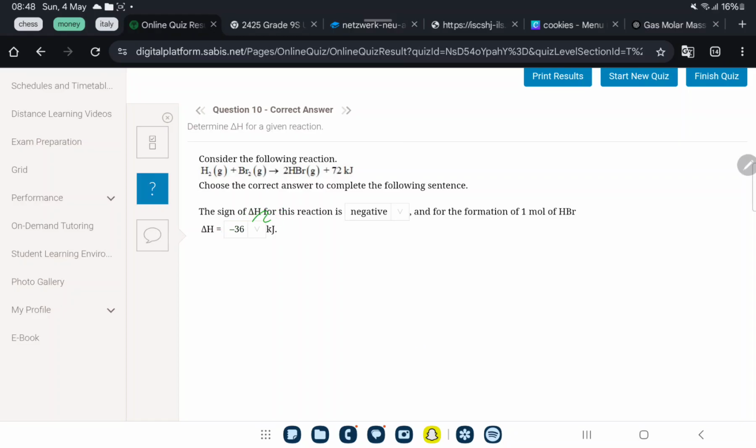The sign of delta H for this reaction is, here you have the reaction, the energy, or the kilojoules, or whatever you want to call it, in the product side, so the reaction is exothermic. When it's exo, delta H is negative. And they want the formation for 1 mole of HBr. Here you have 2 and it gives 72, so you divide by 2 and it's 36, minus 36.